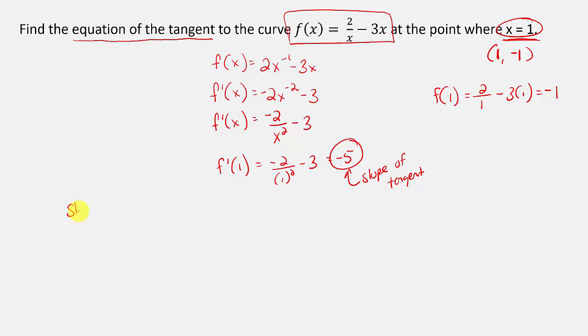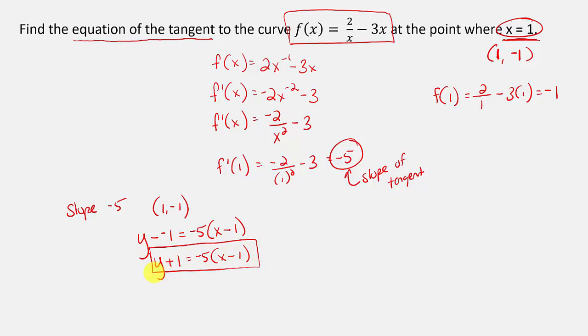So now I have a slope of -5, and I have the point 1 comma -1, and we're just going to go ahead and write the equation in point slope form. So y minus the y value, which is -1, equals slope times x minus the x value, which is 1. Now, I will never leave a double negative here, so we should rewrite that as y plus 1 equals -5 times x minus 1, and that's it. We can stop there unless we're asked for a specific form.